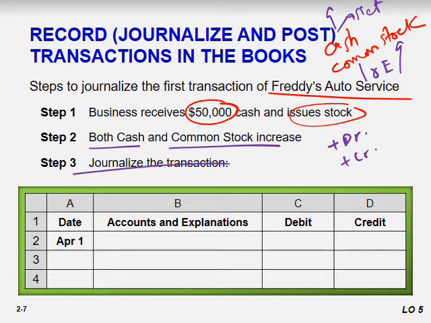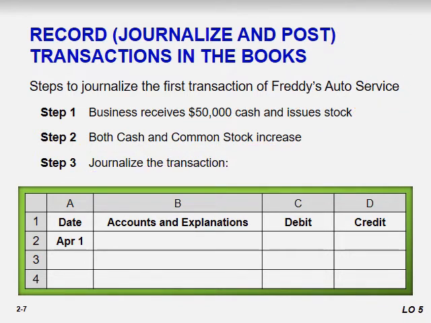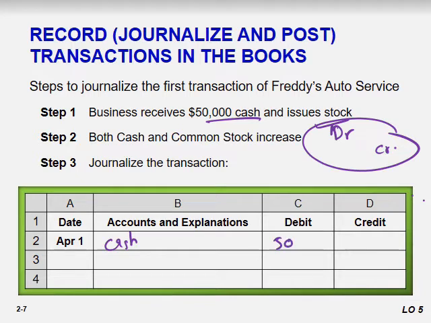When we generalize this entry, the norm is that we have to write it in debit and credit. How do we pronounce it? Debit to credit. So how are we going to write it? First, we write the debit account. And what is the debit account? Cash. So the cash account is debit 50,000, and common stock is credit 50,000.